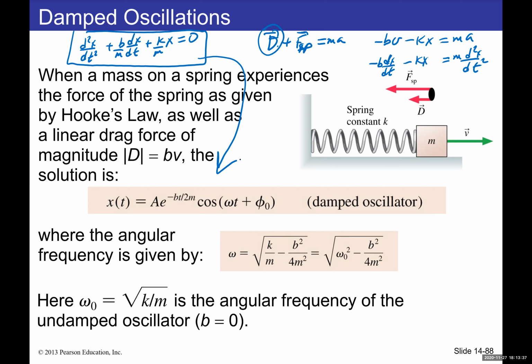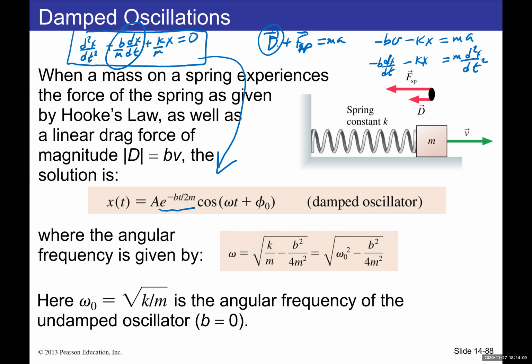But mostly we give the solution. The solution for that function is that x as a function of time equals A cosine(omega t plus phi) for simple harmonic motion, for the simple cases. But now, because of this second term, we introduce this e to the negative bt over 2m factor, which makes sure that the system eventually slows down and stops. So this is for the damped oscillator.